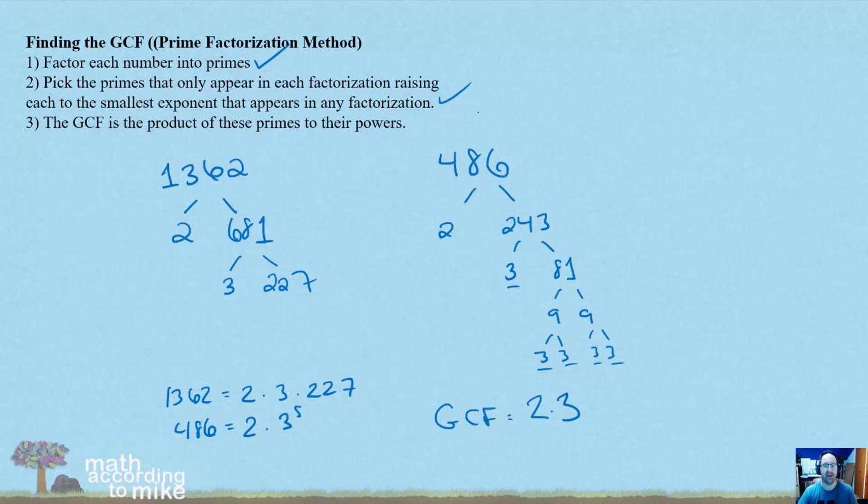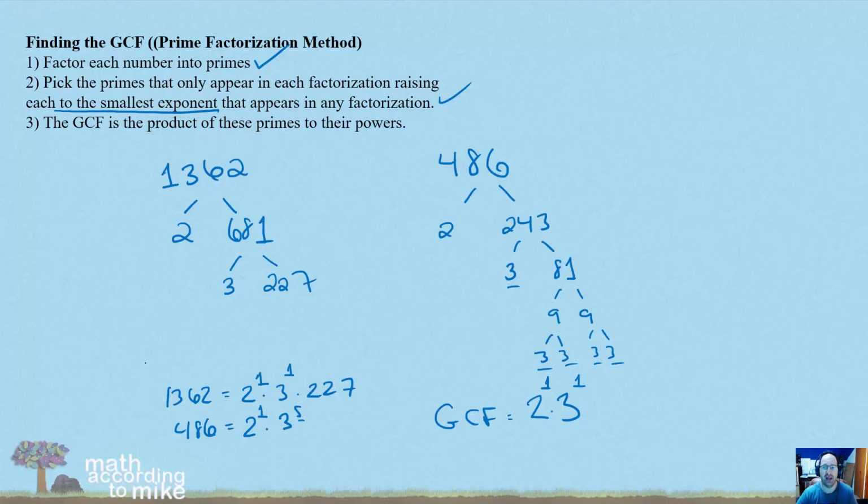Step 3. The GCF is, and then we have to do the powers. And then raising each of them to the smallest exponent. Well, here the 2 is to the first. Here the 2 is to the first. So for our GCF, we take the 2 to the first. Here, 3 is to the first. 3 is to the 5th. Which one is smaller? The 1. So we take the 3 to the first. We can't look at the 227 because it's not a common factor in both.